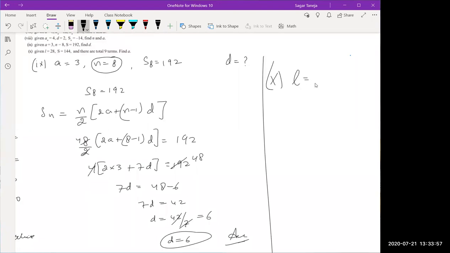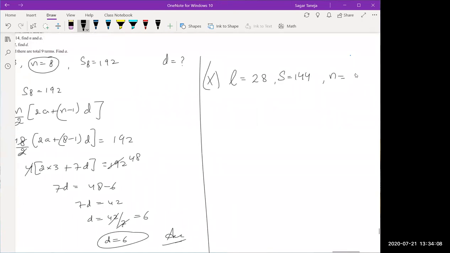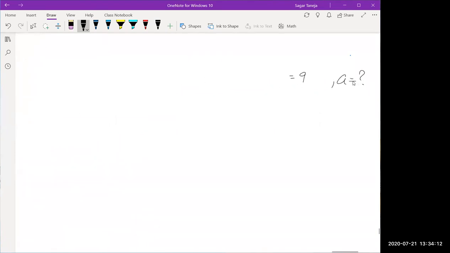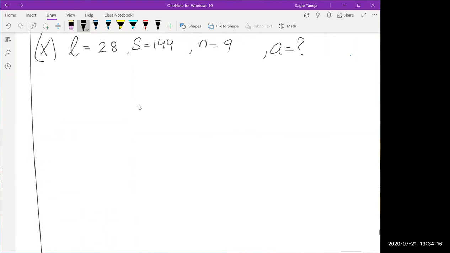L is given 28 and S is given 144. And the number of terms is given 9. You have to find the value of a. L means the nth term. Okay, or you can write L as an also. So it is all the same.